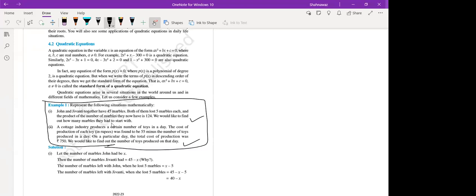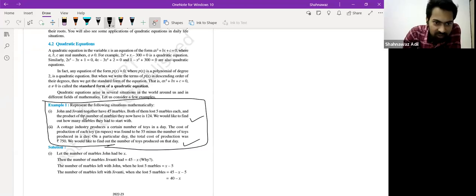So let us discuss this problem. John and Jivanti, why they are JJ? So JJ together have 45 marbles. Both of them lost 5 marbles each, and the product of the number of marbles they now have is 124. We would like to find out how many marbles they had to start, right?